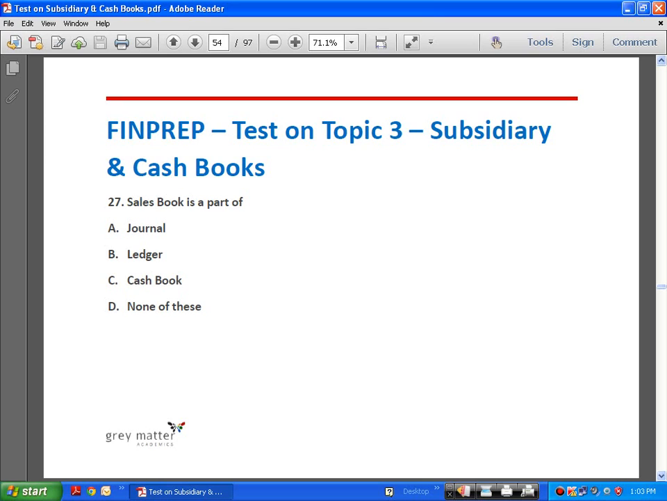Yeah, sales book is part of the journal. To be very specific, it's part of the goods journal. So answer is A. Sales returns book is part of the journal. Again, to be specific, it's part of the goods journal, and answer is A.